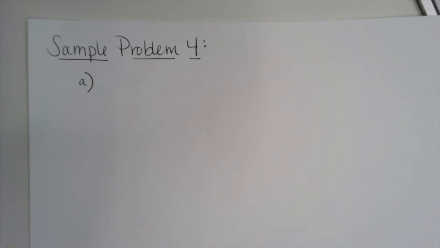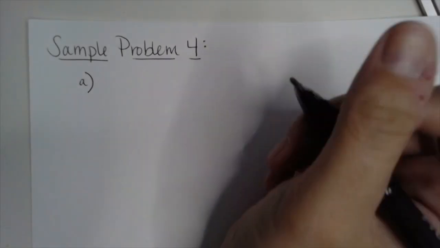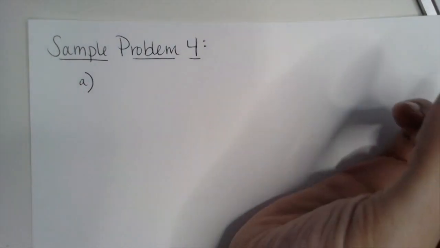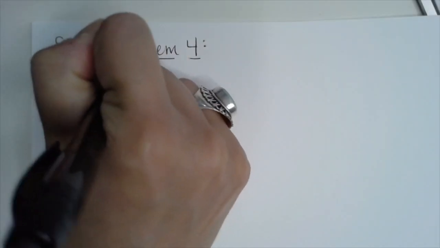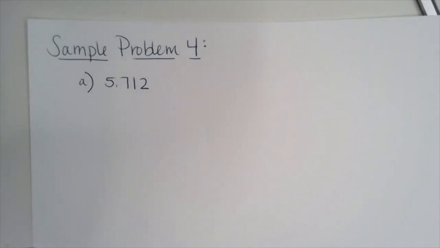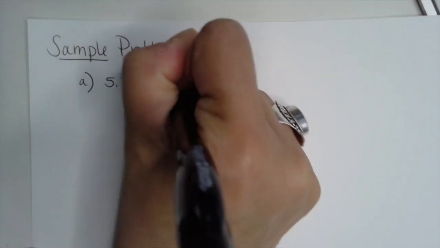So sample problem 4. Sample problem 4 is asking us to express a mass of 5.712 milligrams in units of grams. Let's just double check. Yes, grams to milligrams. So that's what we want to find.